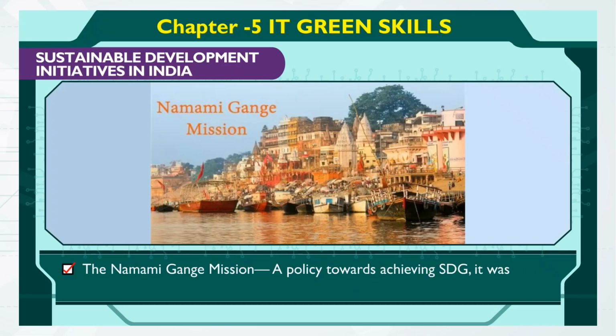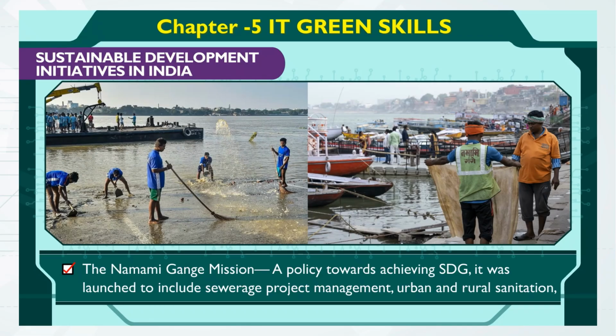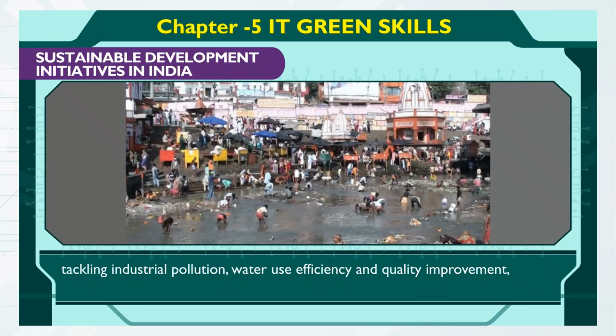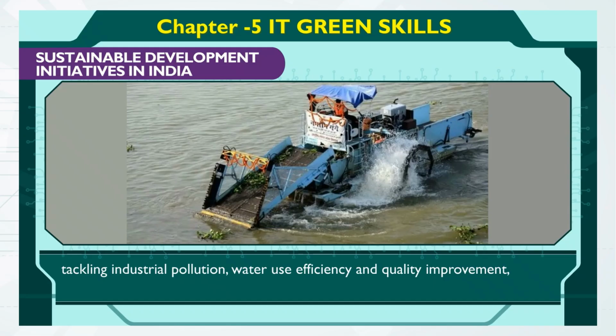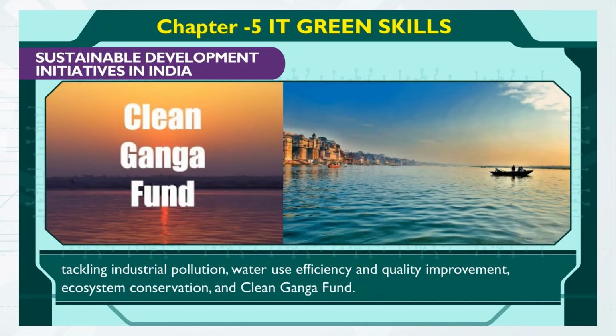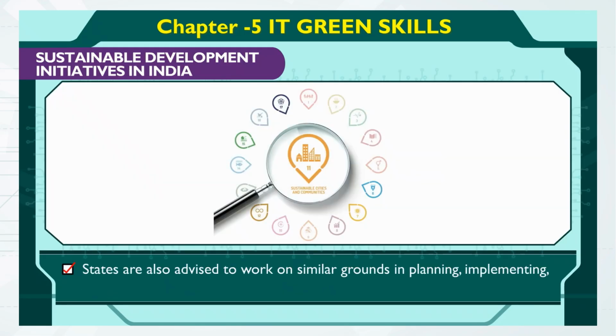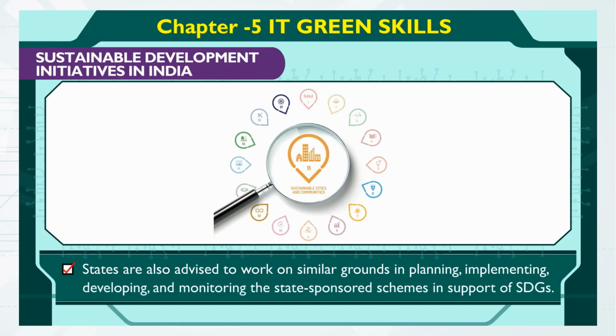The Namami Ganga Mission, a policy towards achieving SDG. It was launched to include sewerage project management, urban and rural sanitation, tackling industrial pollution, water use efficiency and quality improvement, ecosystem conservation, and Clean Ganga Fund. The Ministry of Statistics and Program Implementation has built key indicators to monitor the implementation of SDGs. States are also advised to work on similar grounds in planning, implementing, developing, and monitoring the state-sponsored schemes in support of SDGs.